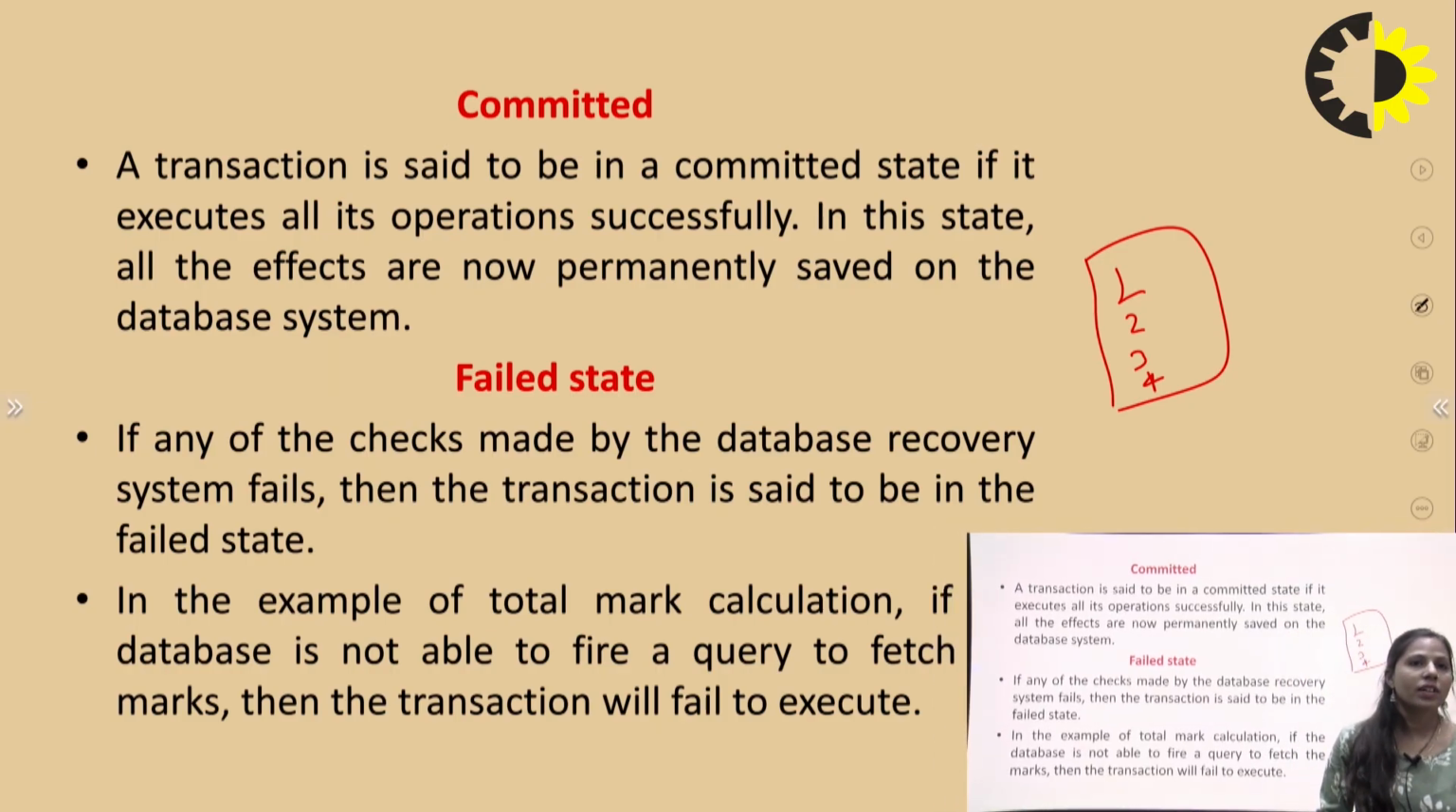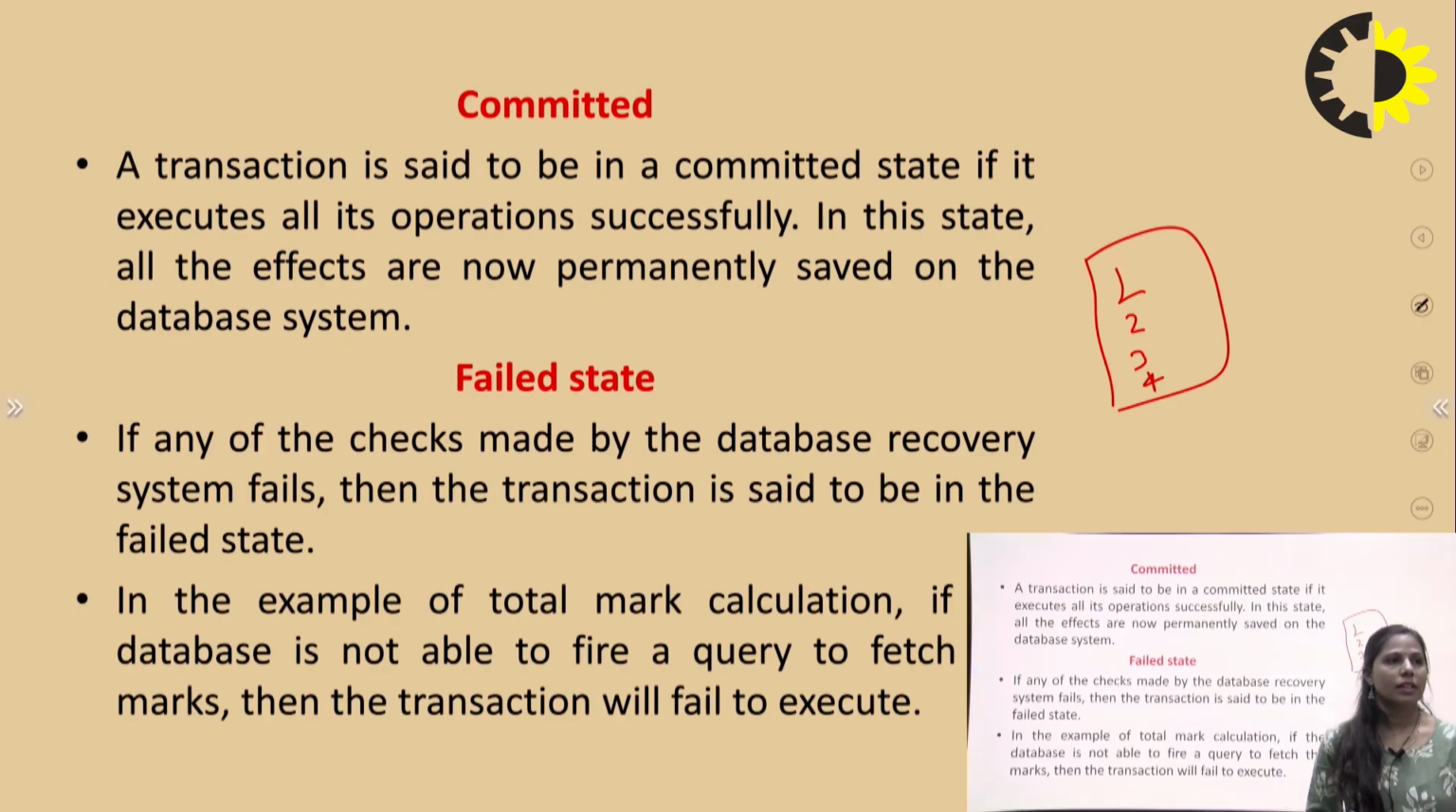Whenever a transaction comes into the commit state, only then will the values be stored into the database system. Before that, it will not store the values into the databases. So a transaction should be committed. We have used the commit operation. Why are we using that particular commit operation? For saving the values, for storing the values permanently into the databases.